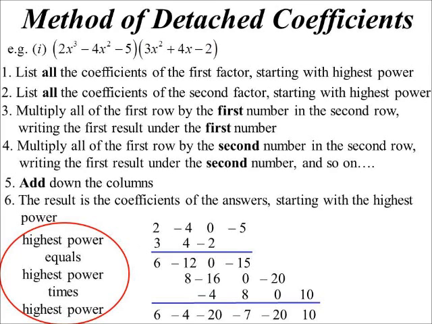Now the highest power here, if I'm multiplying a cubic with a quadratic, then the highest power has to be, what? 5, yeah, x cubed times x squared. So, bingo, highest power equals the highest power times the highest power. So our answer, there it is, 6x to the 5 minus 4x to the 4, and so on. There's the example that we just did.